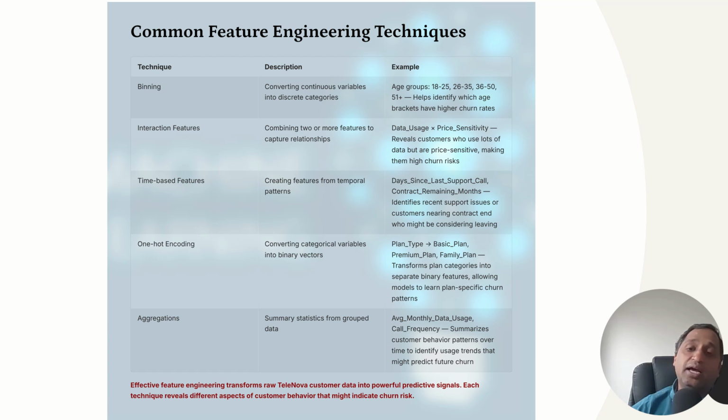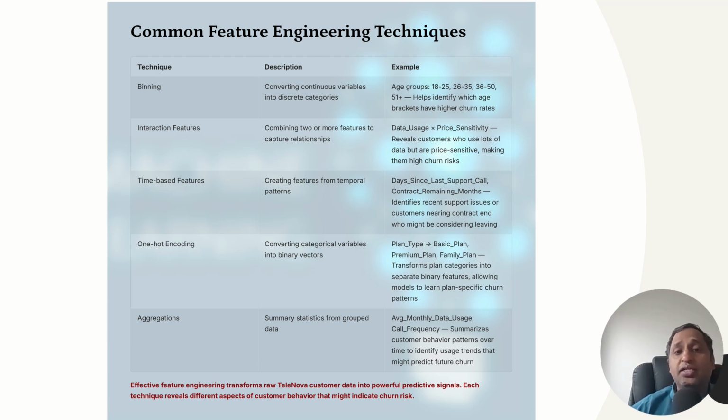Then we have time-based features. These are created based on date or time intervals. For example, days since last support call, contract remaining months. These reveal temporal patterns such as customers nearing contract expiration or recently having service issues, which are strong signals of churn.